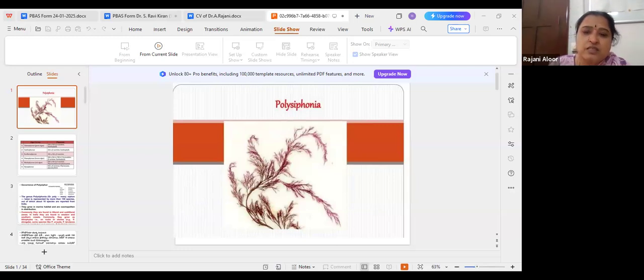See here. In this picture, you can observe this is the prostrate system. This one is the erect system.